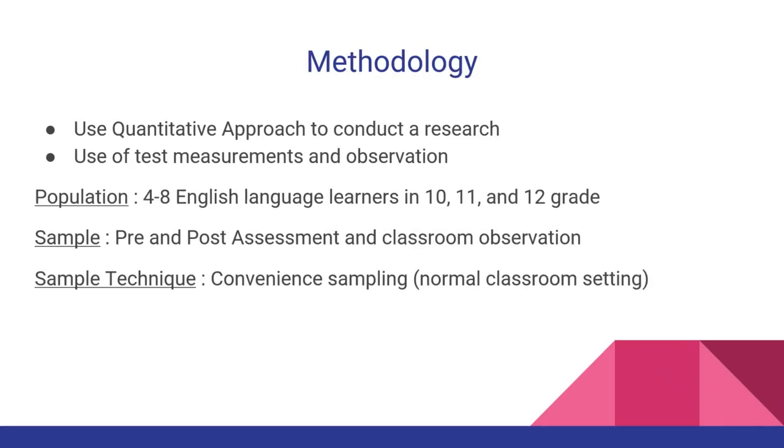The methodology is the use of a quantitative approach to conduct research and use of test measurements and observation. The population for the research consists of 4 to 8 English language learners in 10th, 11th, and 12th grade. The sample that is given is pre- and post-assessment and classroom observation. The sampling technique is convenience sampling, which is a normal classroom setting where the researcher will be observing and giving the pre and post tests.